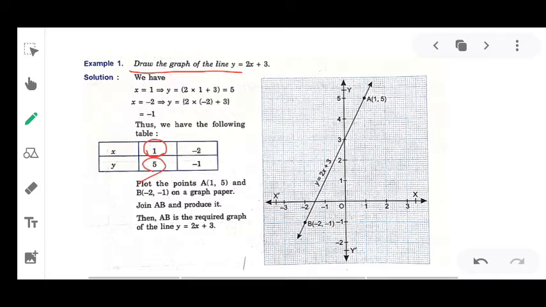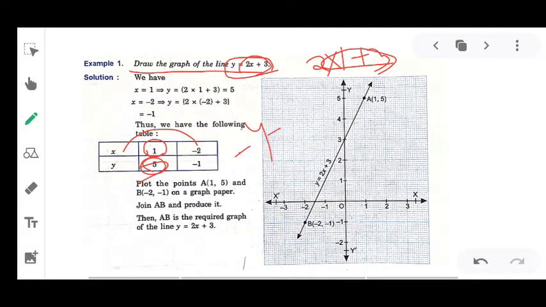How? Here is the equation y equal to 2x plus 3, right? Now when you take x equal to 1, then it will be 2 into 1 plus 3. So 2 into 1 is 2, plus 3, that is 5. So y becomes 5. Like that, when the value of x is -2, then y will be 2x plus 3, that means 2 into -2, -4 plus 3. So -4 plus 3 becomes -1.